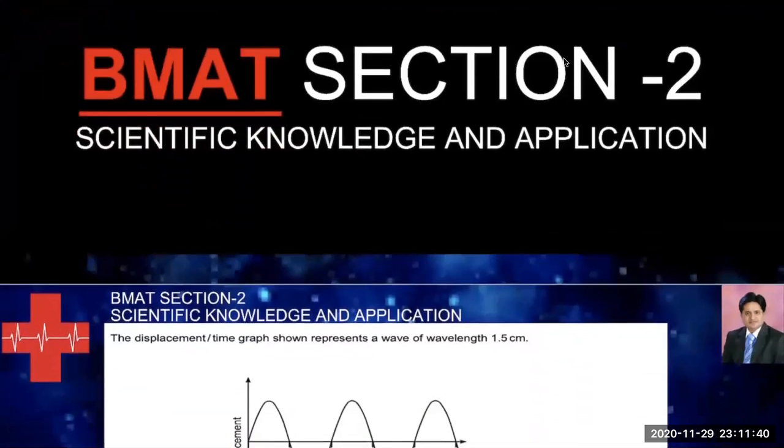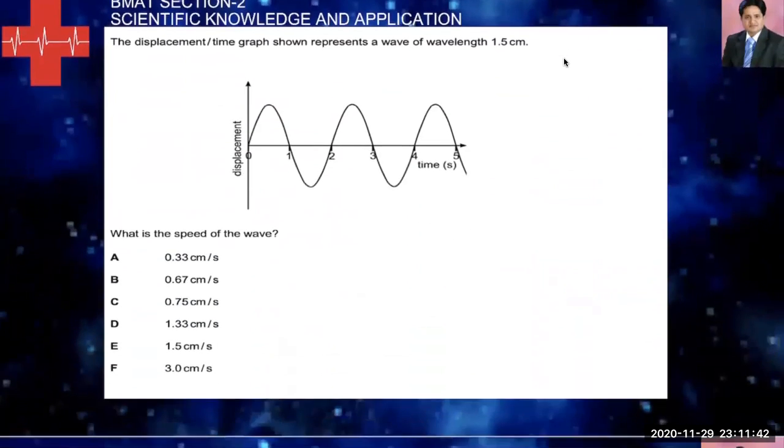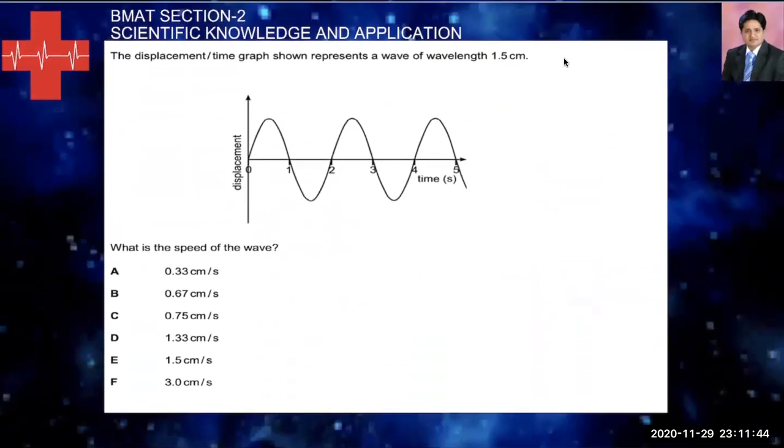So let's look at the next physics question. This physics question involves a graph, and you are given a displacement time graph. The displacement time graph has the time along the x-axis and the displacement along the y-axis. And they want you to calculate what is the speed of the wave.